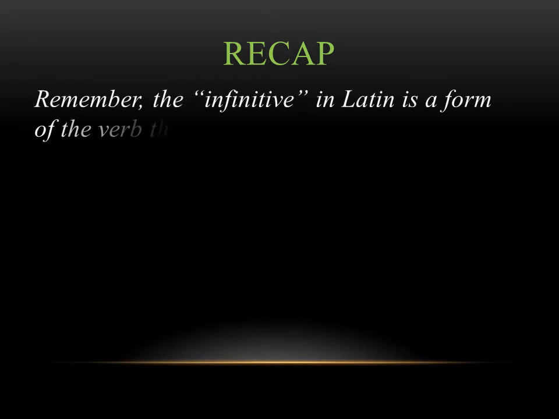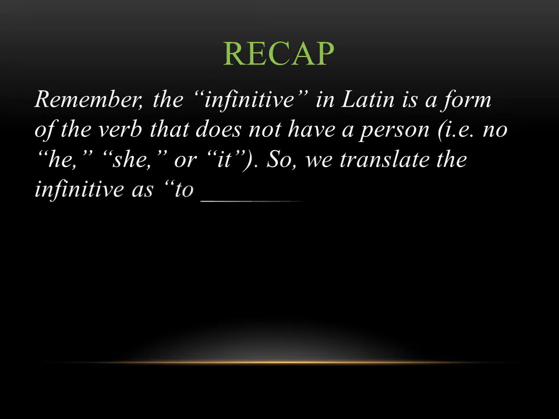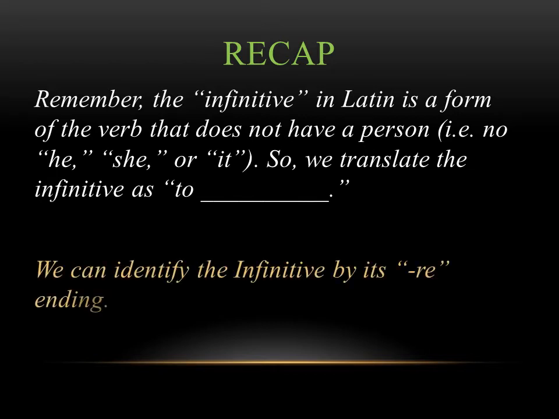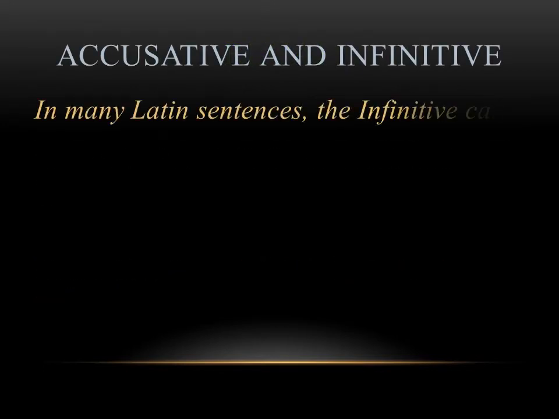So just a quick recap. You want to remember that the infinitive in Latin is a form of a verb that does not have a person. So in other words, there's no he, she, or it. So we translate the infinitive as to do something. And we can always identify the infinitive by its re ending in Latin. In many Latin sentences, the infinitive can actually take a direct object.